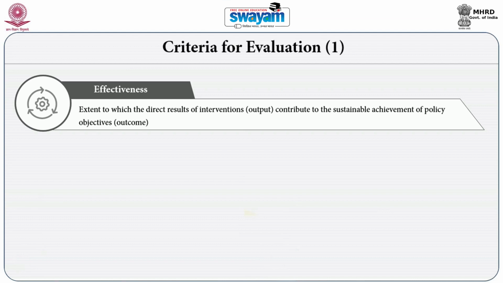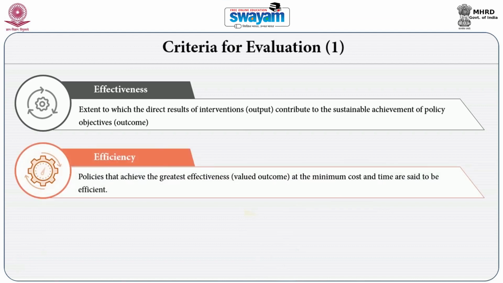Now coming to the second criterion, that is efficiency. It is mostly concerned with the time and cost involved in achieving a stated objective. Policies that achieve greatest effectiveness, that is valued outcome, at the minimum cost and time are said to be efficient. These two, effectiveness and efficiency, appear to be successive levels in the results chain.